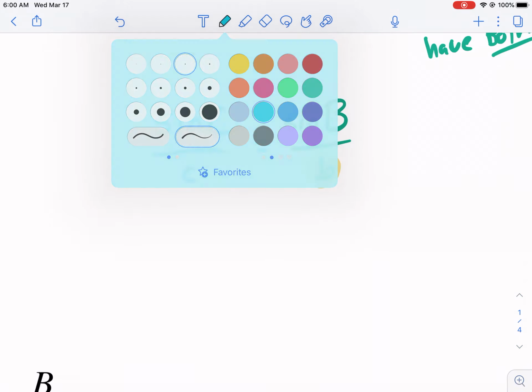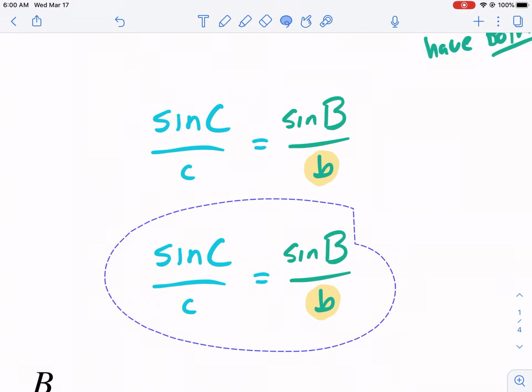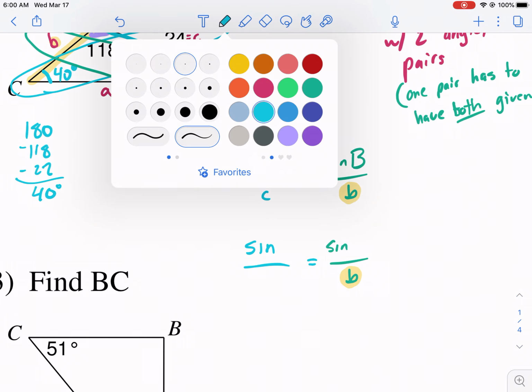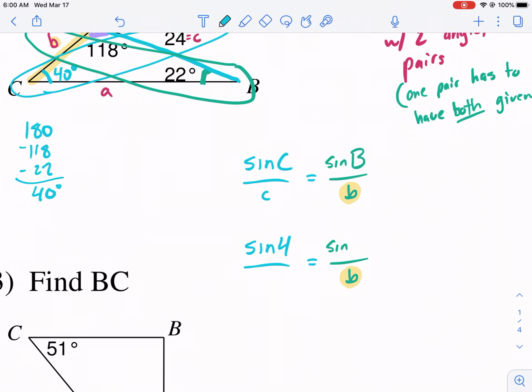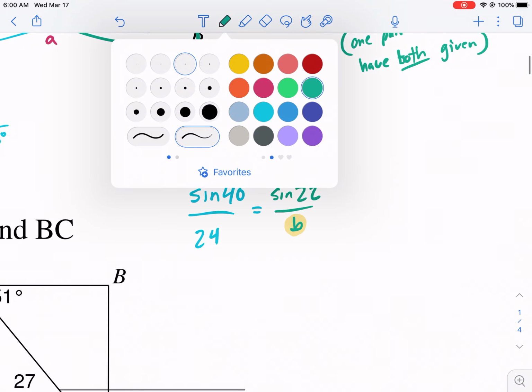So let me go ahead and just copy and paste this, make it easier for myself, and we're going to plug in what we know. We know this is 40, sine of 40. We know this is 24. We know this is 22. And now we can cross multiply to solve for b.